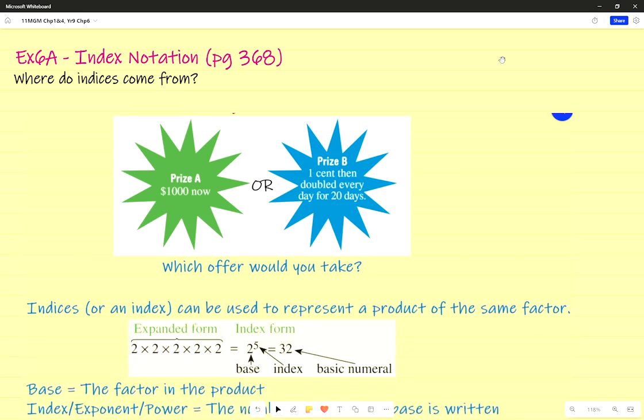This is our introduction to indices, or rather index notation, exercise 6A on page 368. Same as what we've done in previous concepts, we're going to use algebra to represent something we don't know. It's always going to be the case. And we'd like to use the letter X. I have no idea why we use X, but that's just the letter we use, right? So we're using X to represent something we don't know.